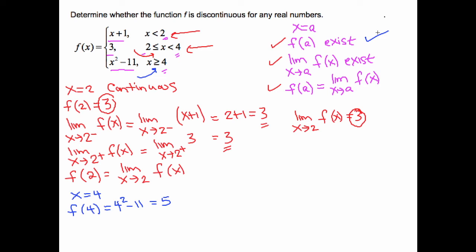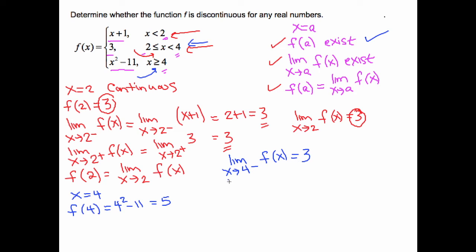Now how about the two-sided limit as x approaches 4? Well, let's take a look at the left-hand limit. If I take a look at the left-hand limit, I have the limit as x approaches 4 from the left. I'm dealing with choosing values that are smaller than 4, less than 4. I'll use the middle equation. That output is always 3.